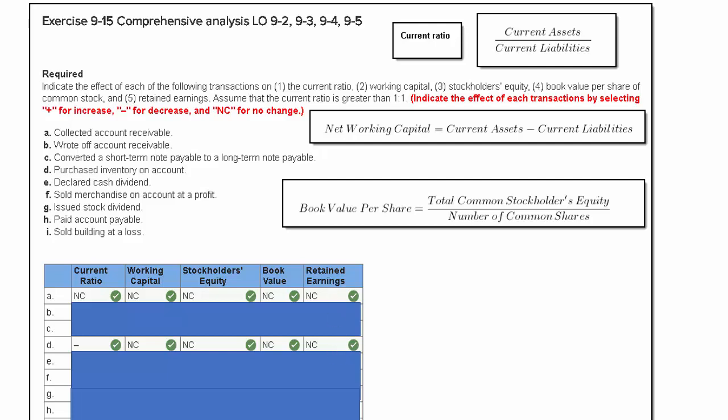There's no change there. Okay, so this is the logic you need to go through to determine which of these accounts change, whether the impact is an increase or a decrease.